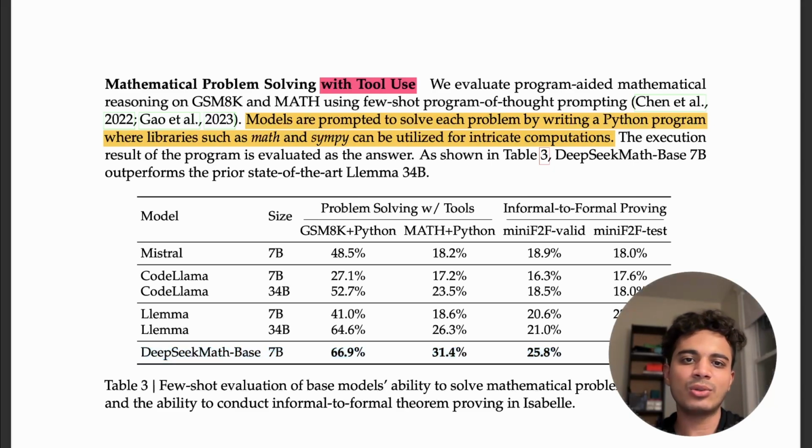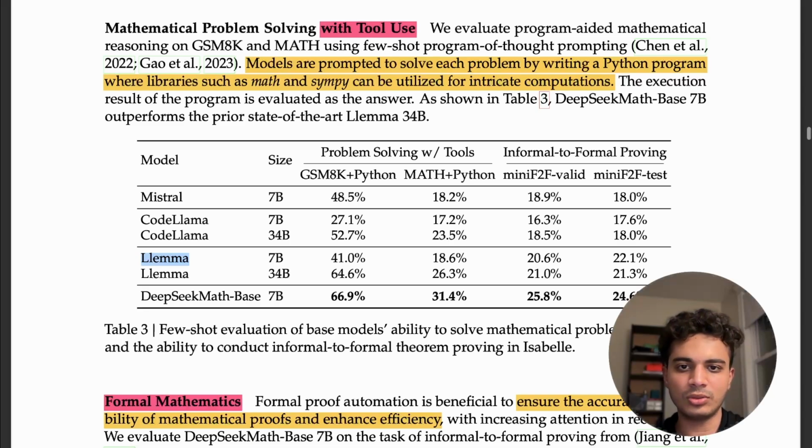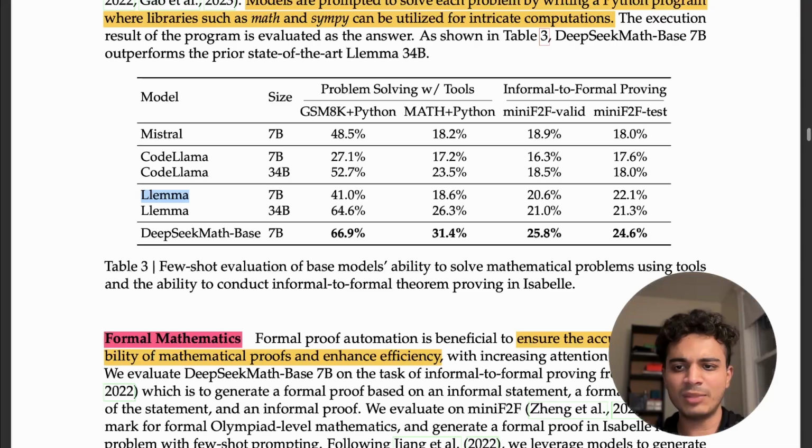So models are prompted to solve each problem by writing a Python program where libraries such as Math and SymPy can be utilized for intricate computations, which is pretty fine, right? So over here as well, we say that it beats Code Llama, it beats Mistral, it beats Llama, and pretty good. I think it's only about open source models right now, which is good enough, right? We have established the fact that DeepSeek Math Base is doing good so far.